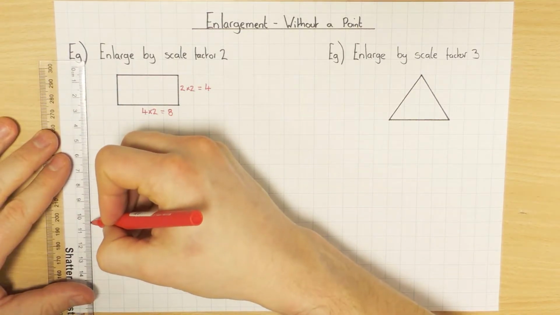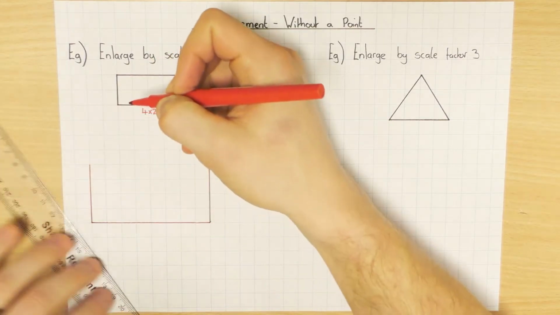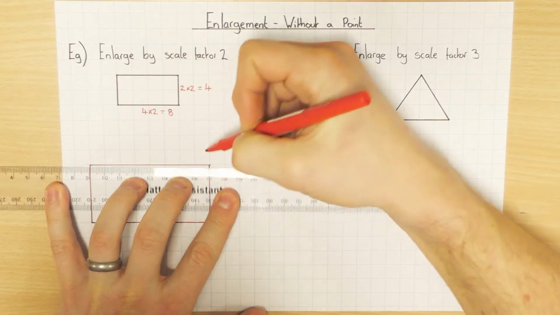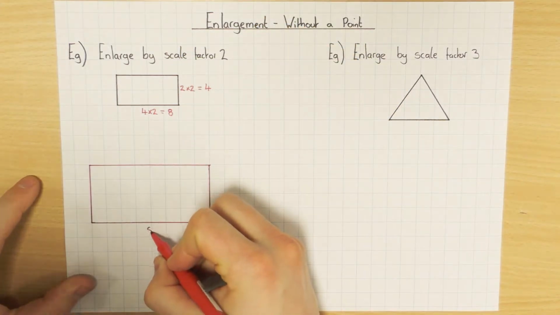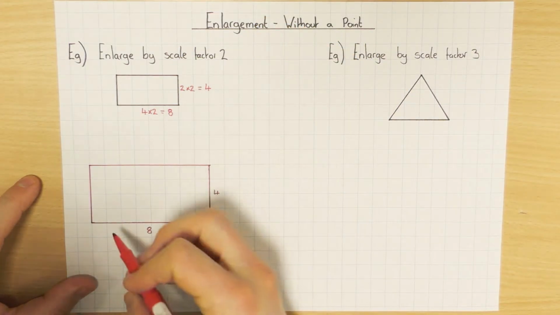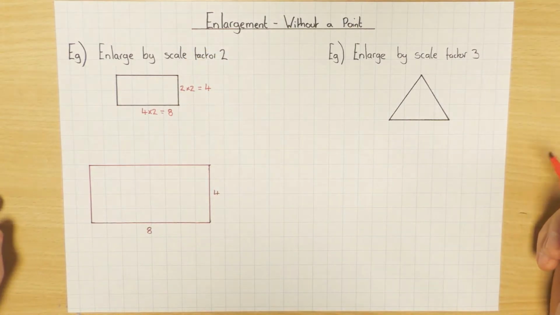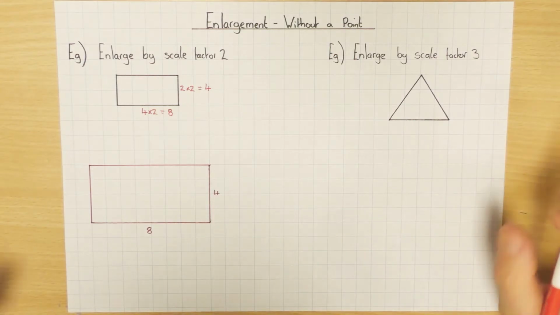And because there's no center of enlargement, we can draw this wherever we like. So I just went for there. And the base is 8 and the height is 4, therefore I've enlarged this shape by a scale factor of 2. And like I said, because there's no point, there's no centre of enlargement, I can draw it wherever I like.